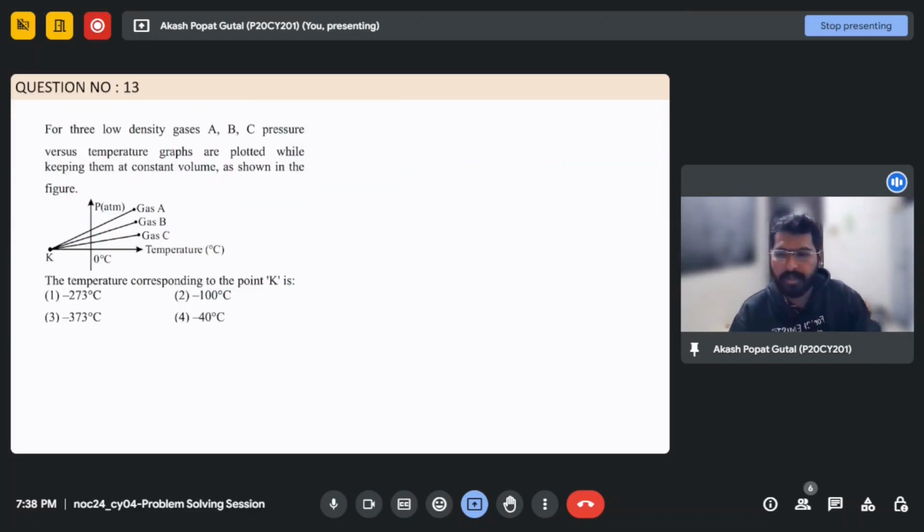So the question number 13. You can solve as the question appears. The question number 13 is, for three low density gases A, B, C, pressure versus temperature graphs are plotted while keeping them at constant volume as shown in the figure. The figure is given and we are asked what the temperature should be at point K.